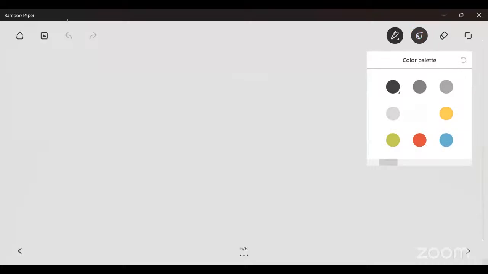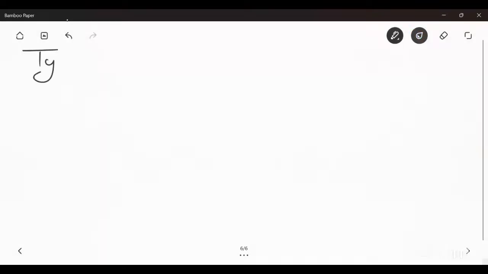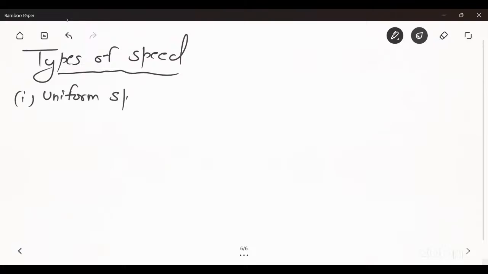Now there are types of speed. First is uniform speed. What is uniform speed? If equal distances are covered in equal intervals of time.